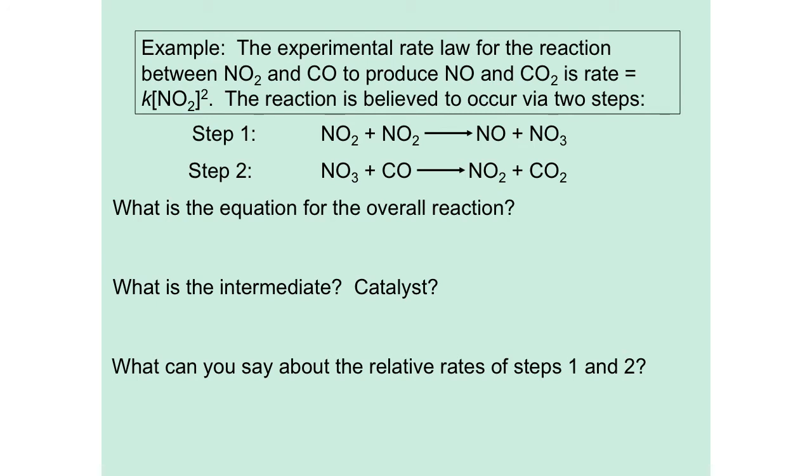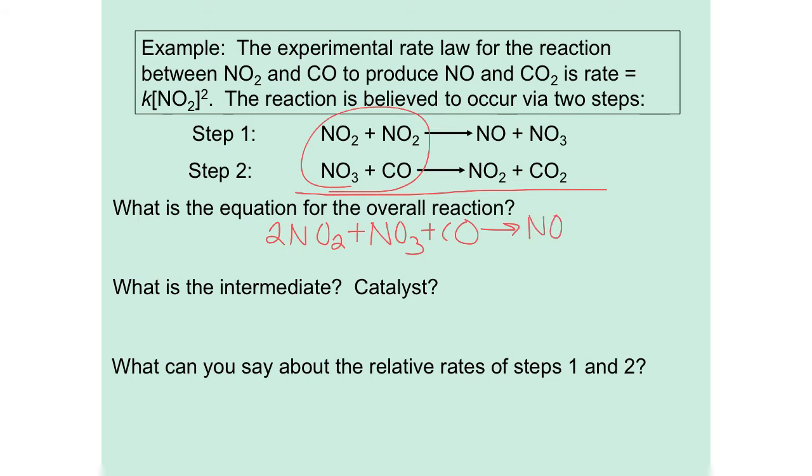So if we take a closer look at this example here, we have the reaction between NO2 and carbon monoxide to produce NO and carbon dioxide, and we have the rate law. And then they give us the two-step reaction mechanism. So first thing we want to do is write the equation for the overall reaction. So we just sum those up. So we would have 2 moles of NO2 plus NO3 and CO. So all I did was combine all of my reactants. And then I'll combine all of my products.